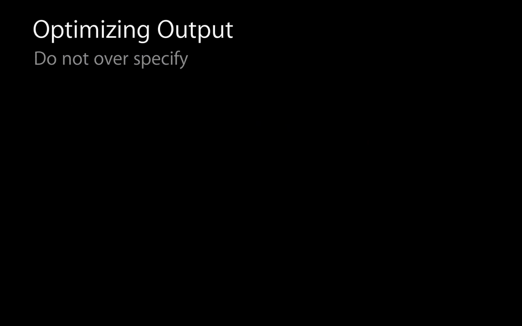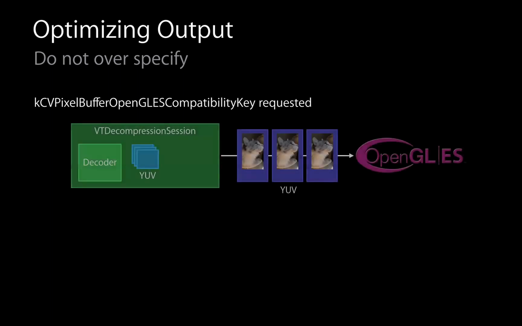It can be very tempting, when you're creating these pixel buffer attributes dictionaries, to be very specific. That way, there's no surprises about what you get out of the VT decompression session. But there are some pitfalls here. So let's look at this case where we had the kCVPixelBufferOpenGLESCompatibilityKey set to true. Here, the decoder inside of our decompression session is going to be decoding the frames and outputting YUV CV pixel buffers. The VT decompression session will then ask itself, is this pixel buffer compatible with those requested attributes? And the answer is yes, that YUV frame is OpenGLES compatible. So it can return that directly to your callback.